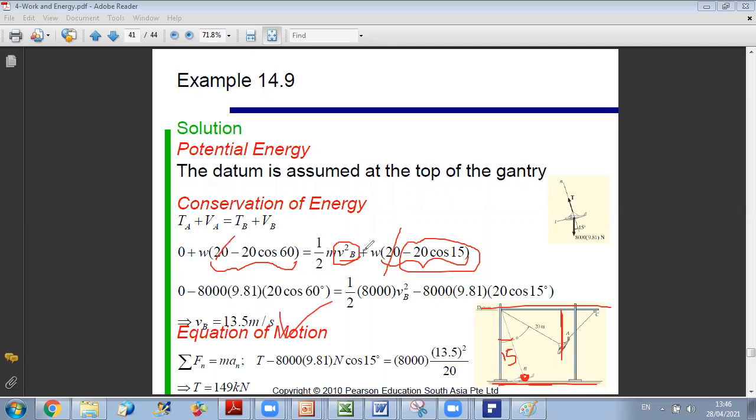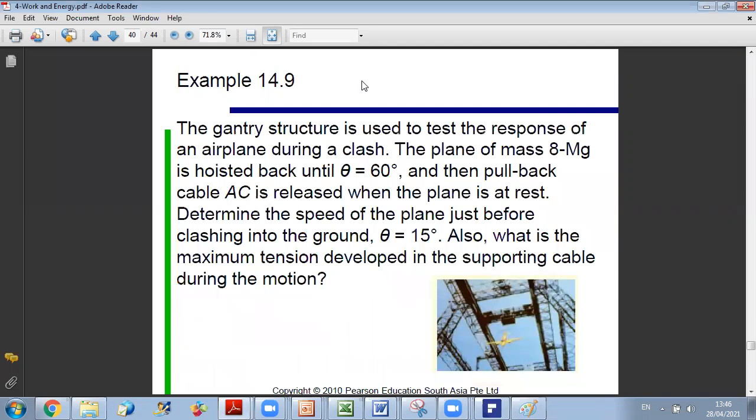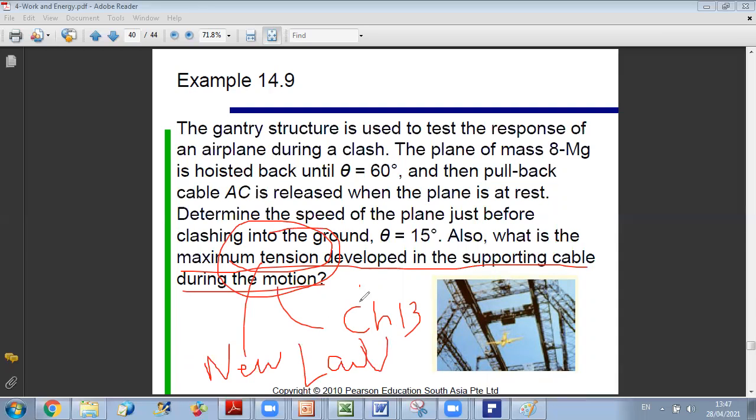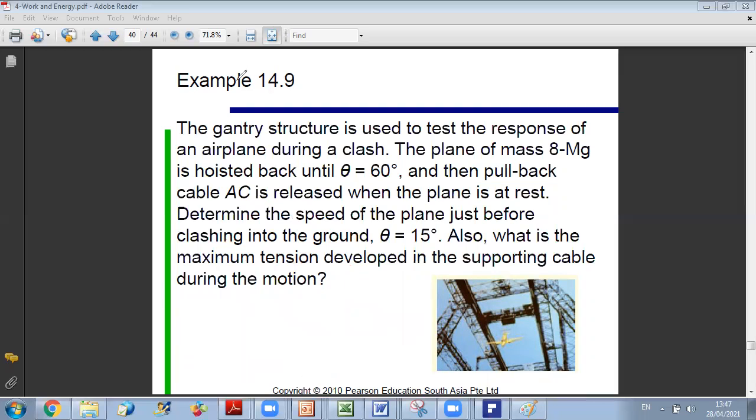Okay? Now, the second question in this problem is to find the maximum tension developed in the cable during motion. For this question we need chapter 13 to answer it. Okay, why? Because we want to determine the value of a force, so we will use Newton's law. Since we want to find the tension, we should go back to the free body diagram and see how to calculate this tension.